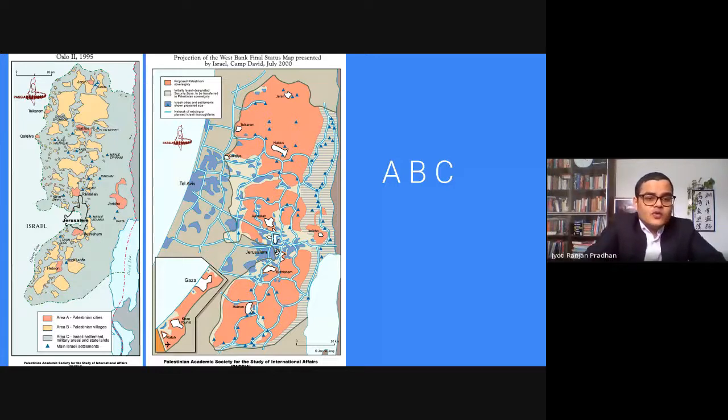And Area C, which is like 60% of the West Bank, all the gray zones that you see, is going to be under full Israeli control. And in fact, today, if you move through Area C, you will see fluttering Israeli flags.